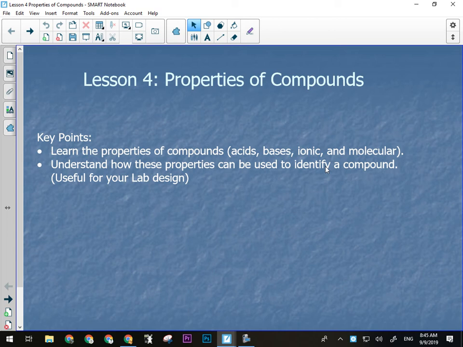Okay, so the key points for today: learn the properties of compounds, acids, bases, ionic, molecular, okay, and understand how these properties can be used to identify a compound, useful for your lab. Okay, questions so far?